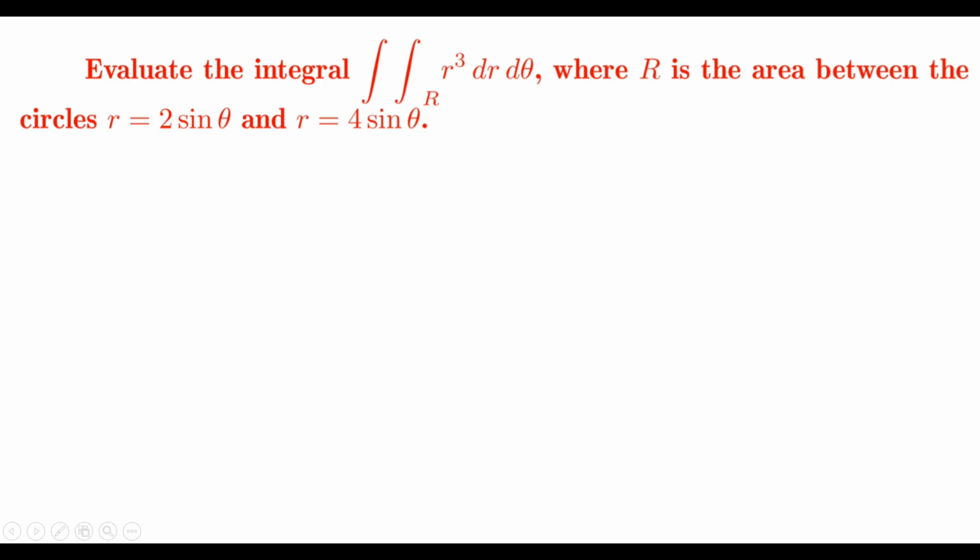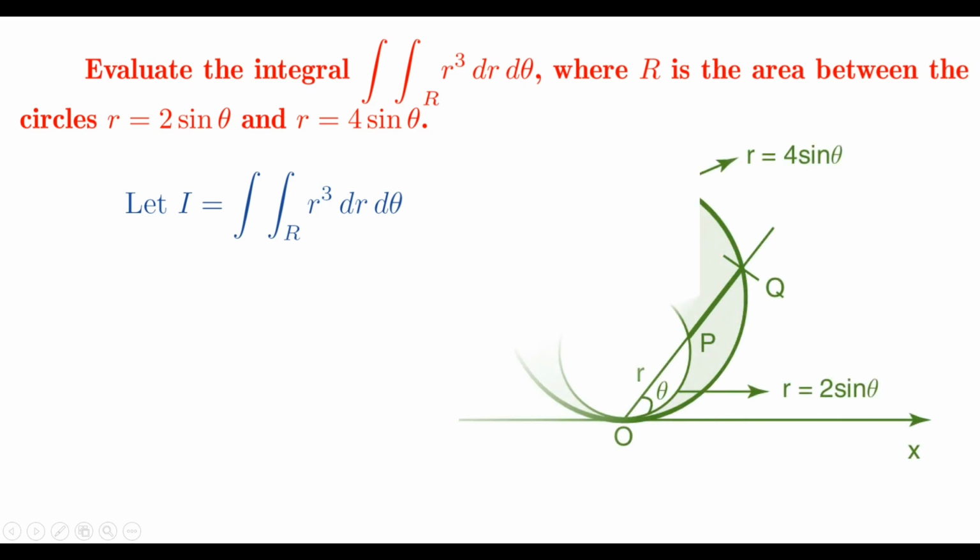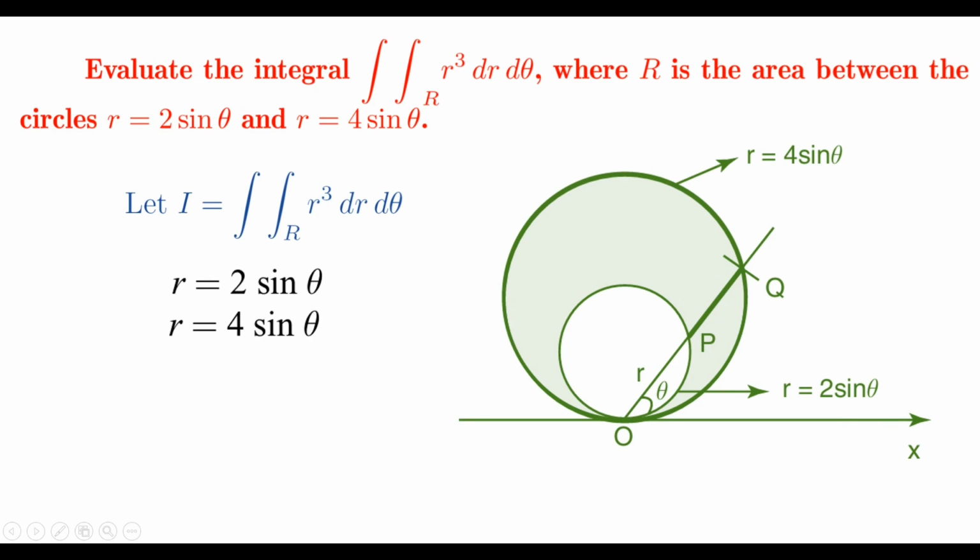To evaluate the integral, basically we first understand the region. Here the curves r equals 2 sin theta and r equals 4 sin theta represent circles in polar coordinates.